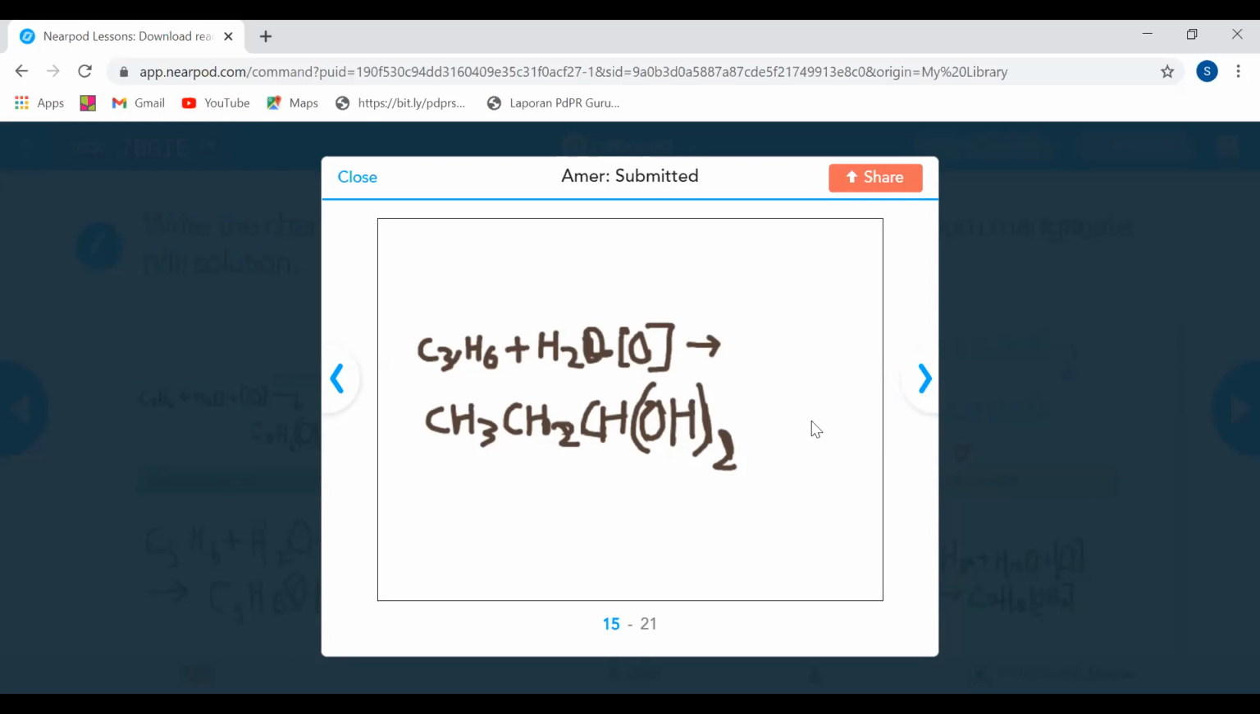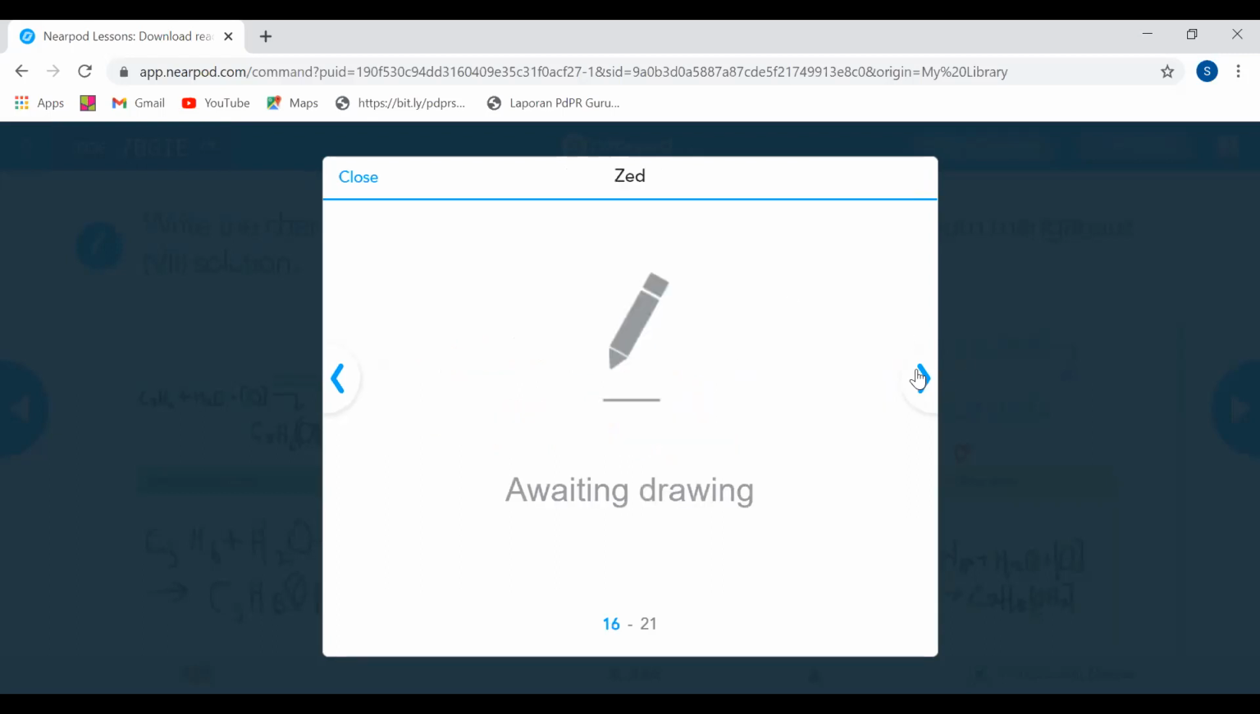Actually, if you want to do it this way, then it is CH3, CH bracket OH, CH bracket OH. Then it's correct. Okay, never mind, don't want to do this method. Anyway, I'll show you shortly later. Let me just finish everybody's answer.